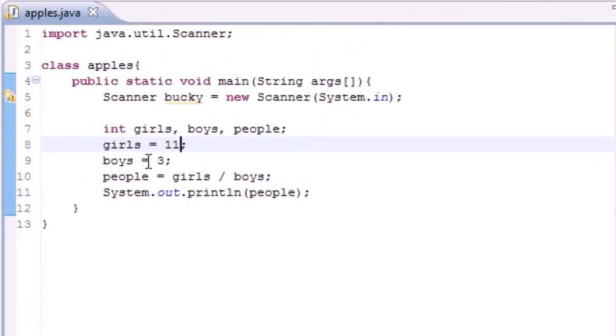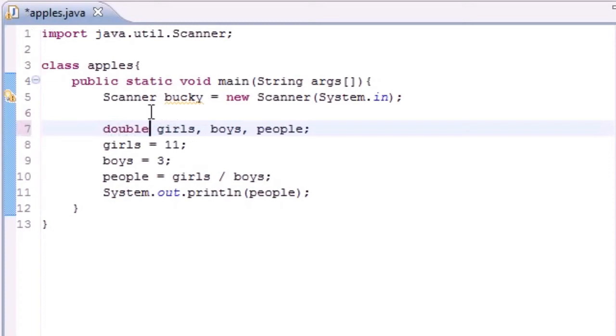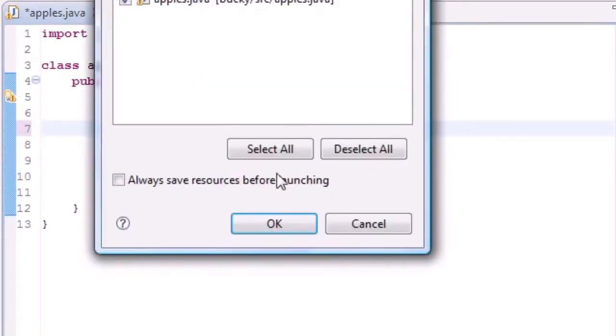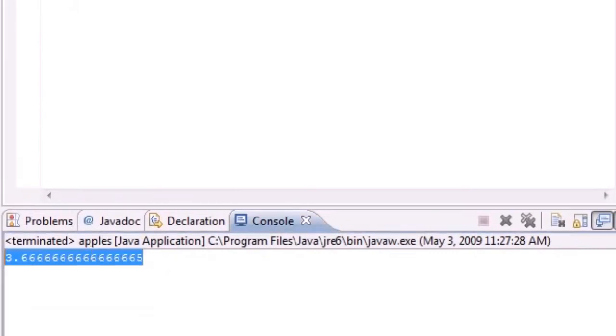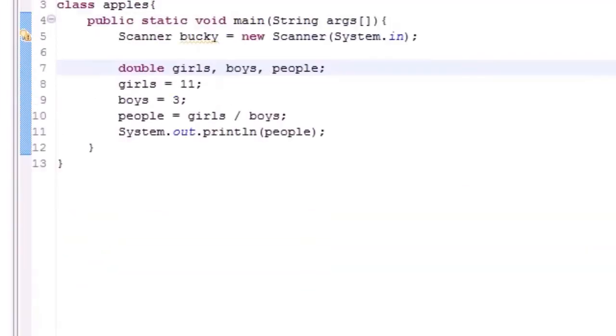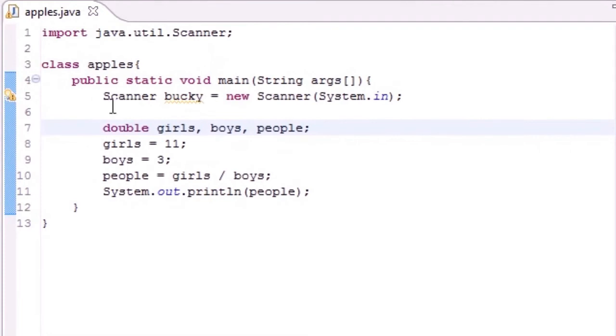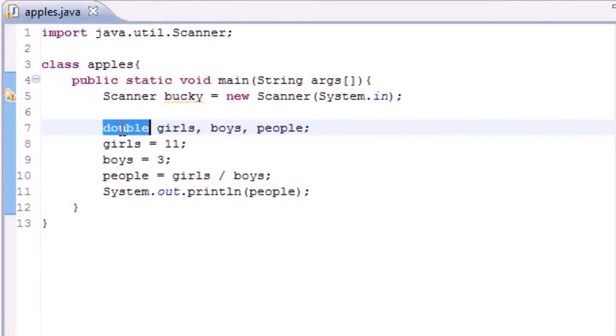Well, Java said, all right, you want to work with ints? Ints are whole numbers, so whenever you ask the question in ints, I'm going to give you an int. So if you want to get this number exact, you need to use double. Go ahead and press OK, and there's your answer, 3.66. So that's the difference between int and double. Int gives you whole numbers, and double gives you a fraction of a number, or numbers with decimal points.